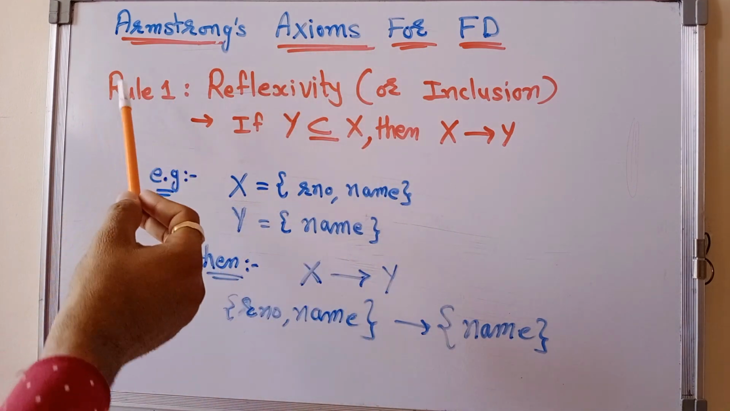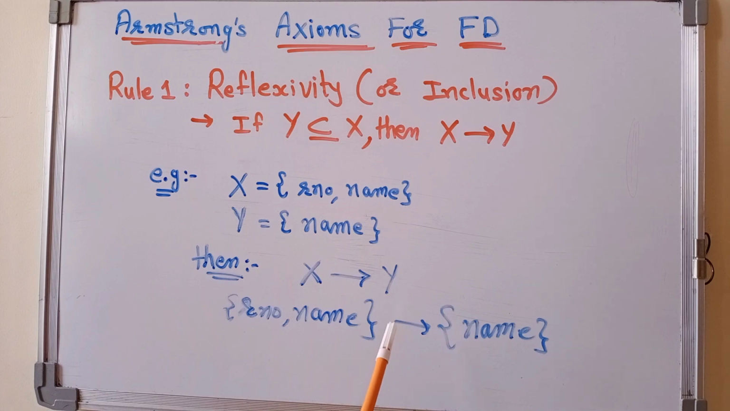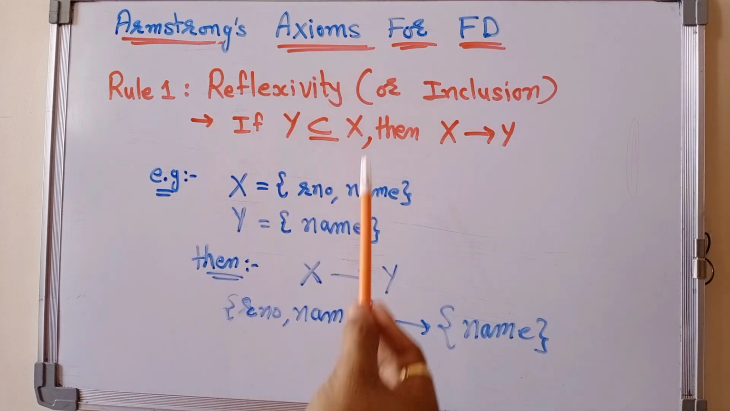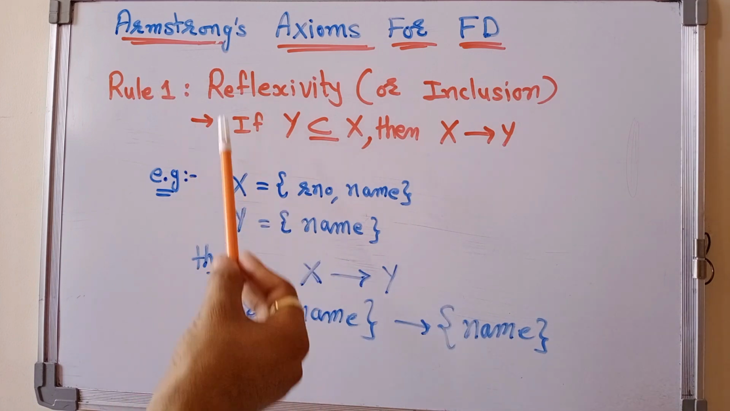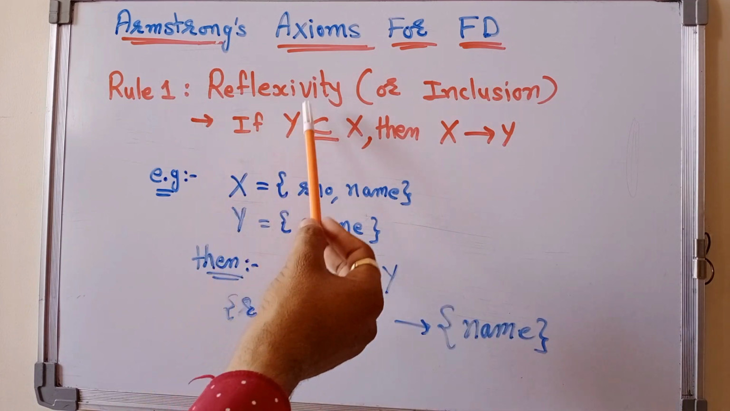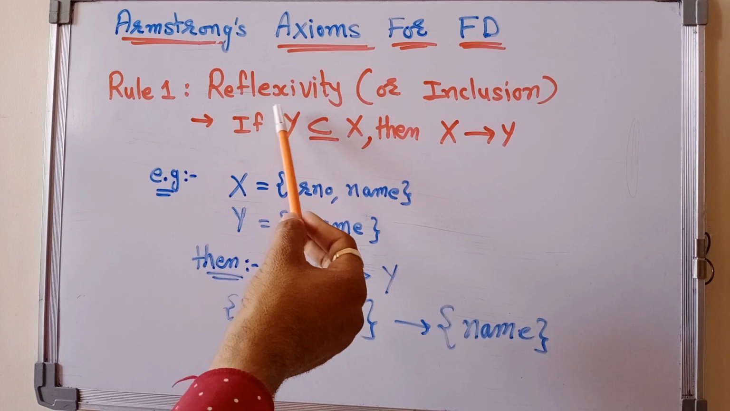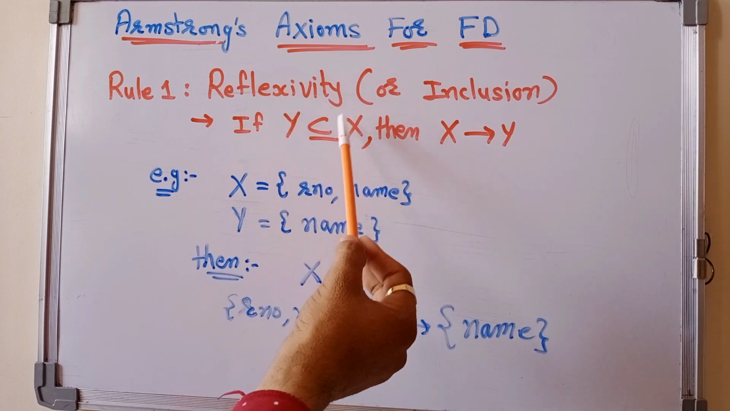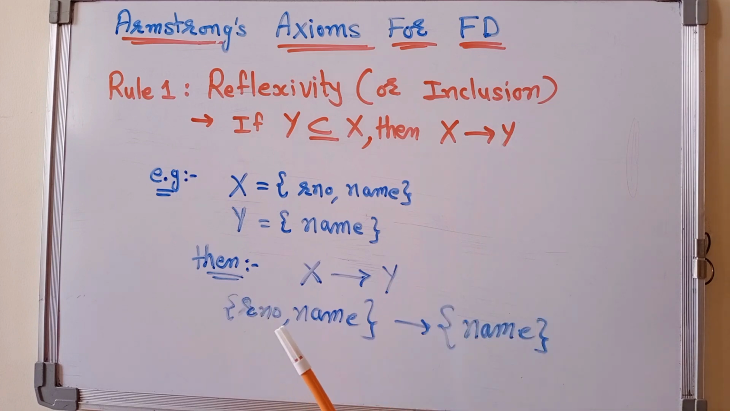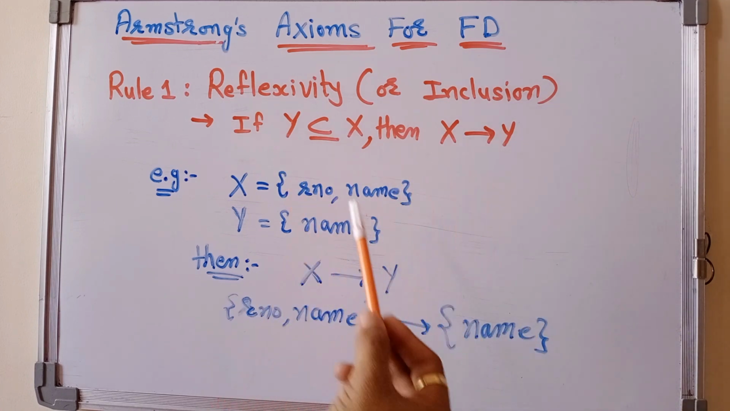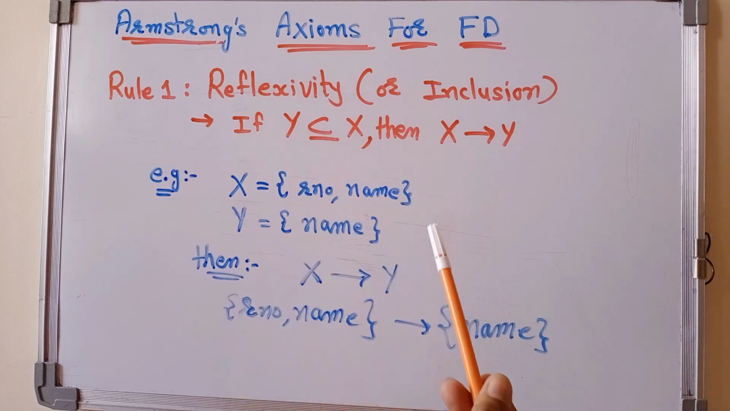The rule number 1 for functional dependency is reflexivity, also known as the inclusion rule. That rule says that if Y is a subset of X, then we have the dependency X to Y. What does it mean? Let's understand with an example.